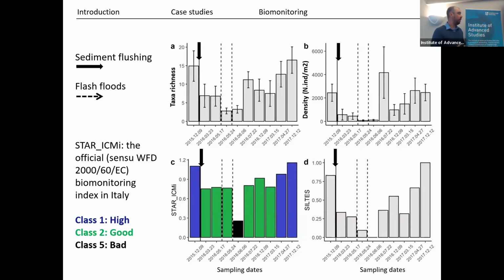On the contrary, in figure D, you can see the temporal variation of our proposed SILTEST index. That was more correlated to the response of taxon richness and density. So these results illustrate that probably our stressor-specific index was more effective in monitoring the impacts associated with sediment flushing operations and also the macroinvertebrate recovery.